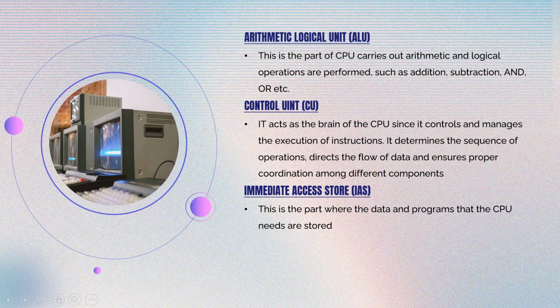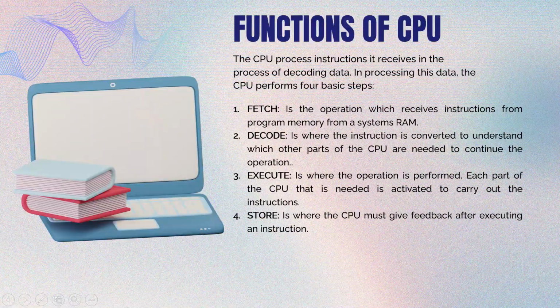This is the arithmetic logic unit. This is the part of the CPU where the arithmetic and logical operations are performed, such as addition, subtraction, and, or, etc. Control unit. It acts as the brain of the CPU since it controls and manages the execution of instruction. It determines the sequence of operation, directs the flow of data, and ensures proper coordination among different components. Immediate access store (IAS). This is the part where the data and programs that the CPU needs are stored.